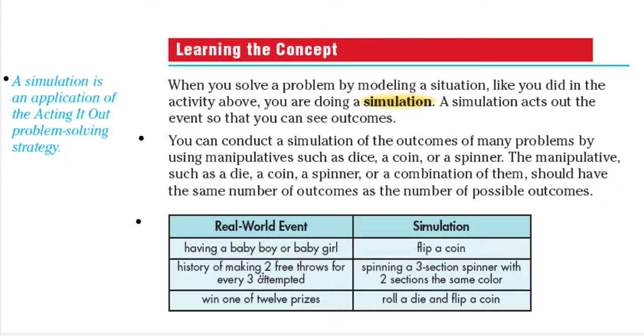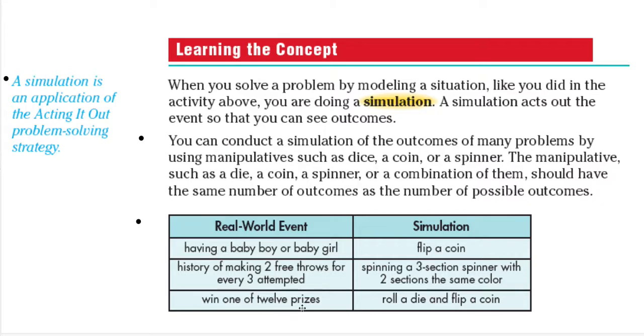Another example: the history of making 2 free throws for every 3 attempted. Since there are 3 possible outcomes, you need a spinner that has 3 sections with 2 sections with the same color. The 2 sections will represent the 2 free throws made, and the 3 sections will represent the 3 attempts. Another real world event: win 1 of 12 prizes.